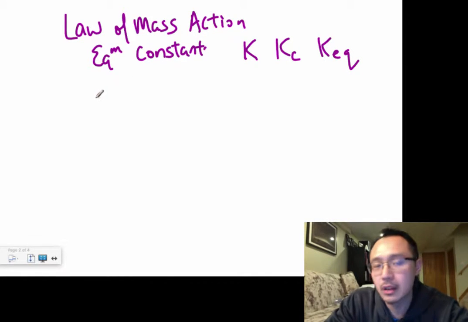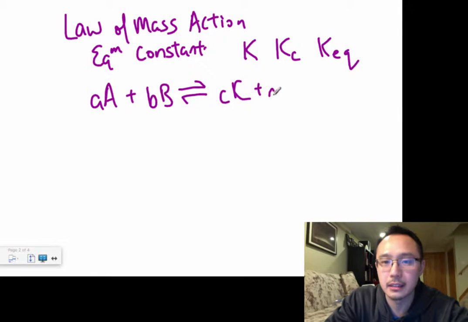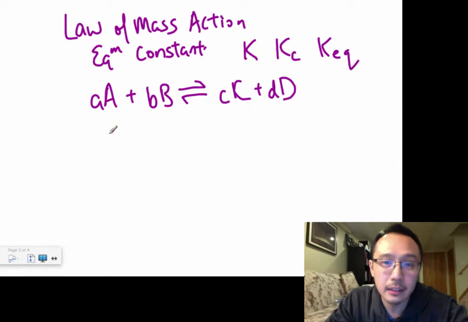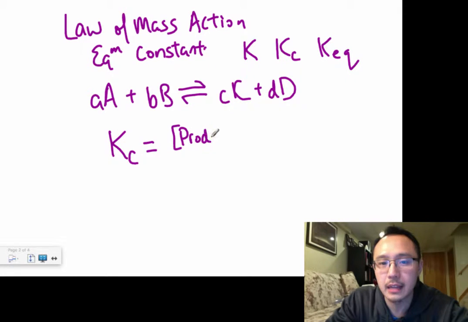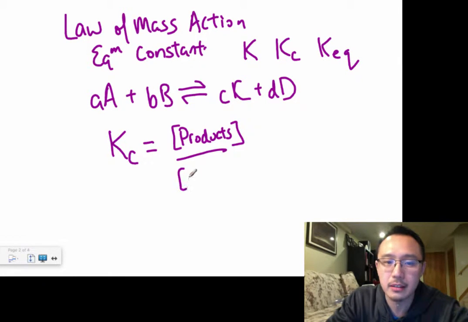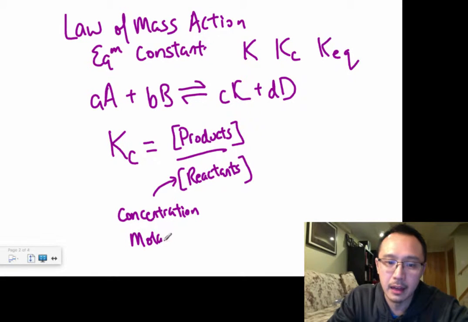You have probably seen this standard equation: A plus B in equilibrium with C plus D, with a large C and D and small c and d coefficients. The equilibrium constant, I'm just going to use Kc, is the ratio of products over reactants. Notice I'm using square brackets, because square brackets represent concentration, which is pretty much the same as your molarity. And molarity, remember, is moles per liter.